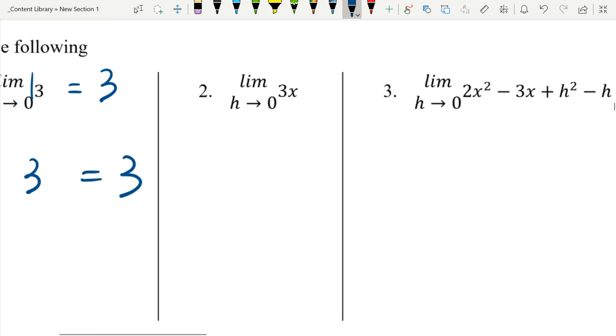All right, next one, very challenging. That's the function, 3x is the function. But I'm not saying lim x approaching 0. I said h approaching 0. What do you think this will be? 3x, good. There's nowhere to substitute h equals 0. So we treat 3x as a constant. So it's just 3x itself. There's nowhere to sub h equals 0. Where do you want to sub it?